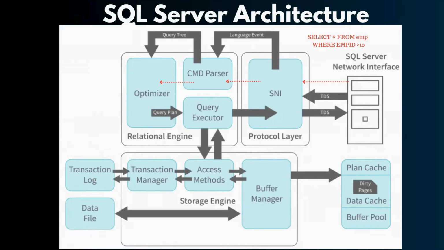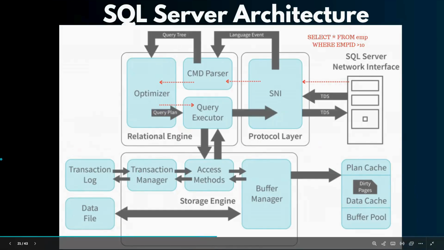Then comes the query optimizer. The parse tree is fed into the optimizer. Using the statistics, it generates multiple possible execution plans. It estimates the cost based on IO, CPU, and memory, then selects the optimal plan. The chosen plan is cached in the plan cache for reuse.